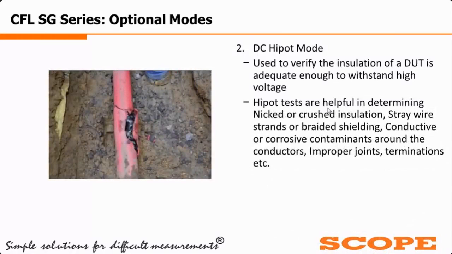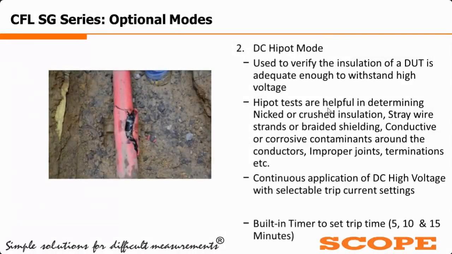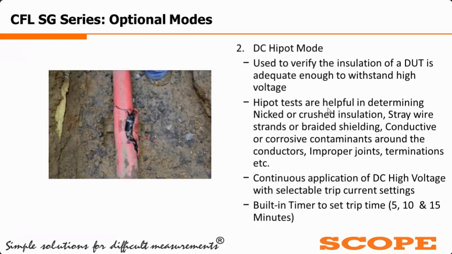In DC hipot mode, this type of mode is mainly useful to check the healthiness of the insulation of the cable. By applying high voltage and measuring the leakage current flowing between the core and armor, the user can easily determine the healthiness of the cable insulation. This mode is equipped with an inbuilt timer, so that the user can test up to the preset timer. Generally, Scope is offering this DC hipot mode up to 24 milliampere maximum, so the user can easily check the insulation healthiness up to 24 milliampere.